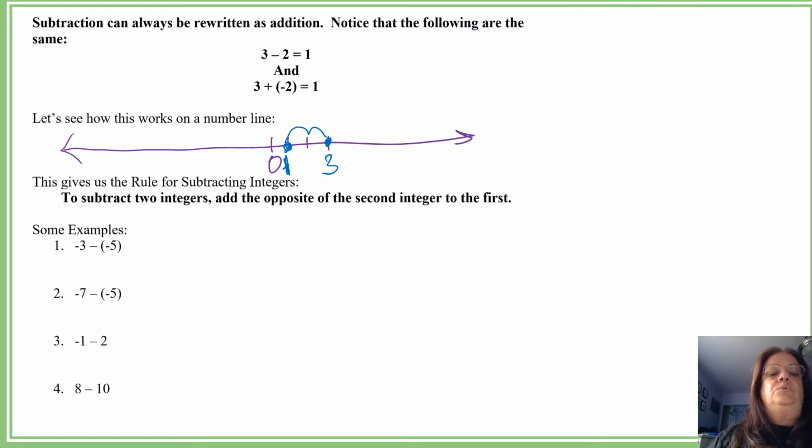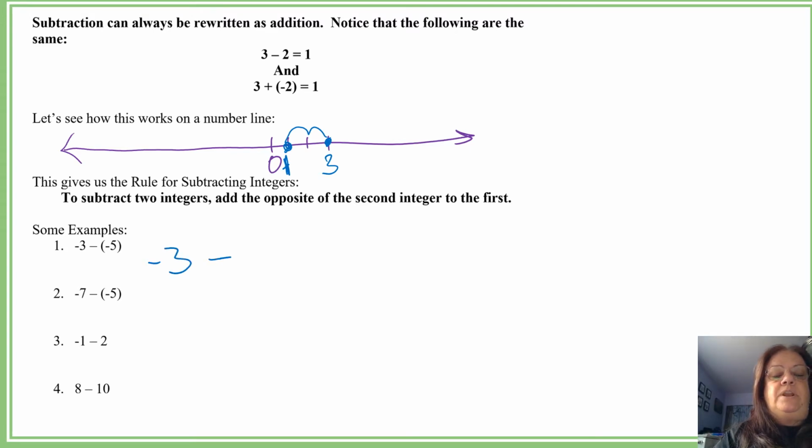This gives the rule of subtracting integers. To subtract two integers, add the opposite of the second integer to the first. Okay, so it gets a little dicey here. Now look at this first one: negative 3 minus a negative 5. I think that's very confusing.